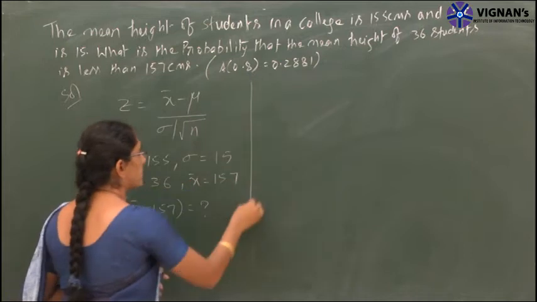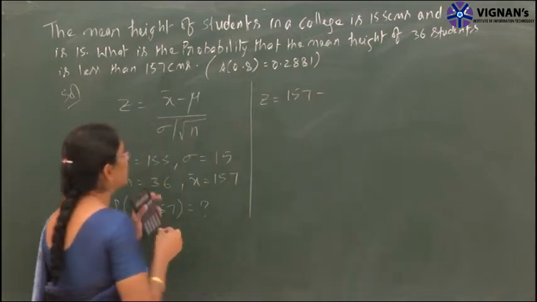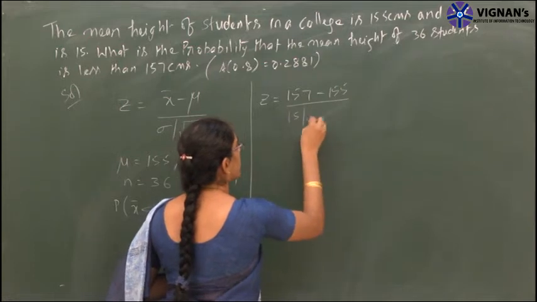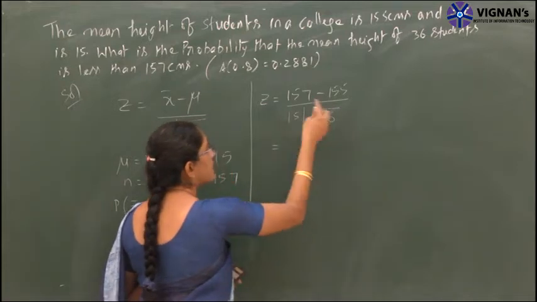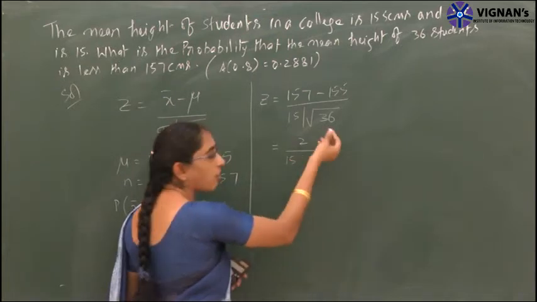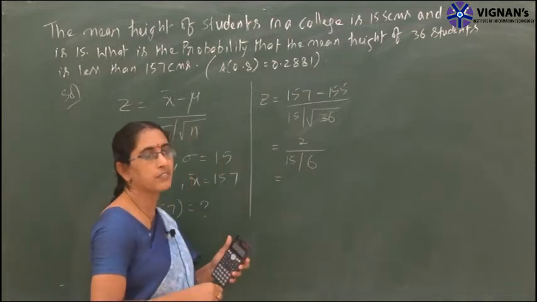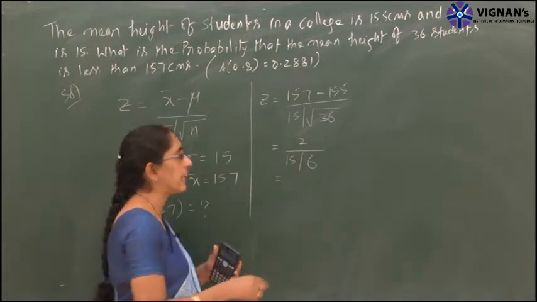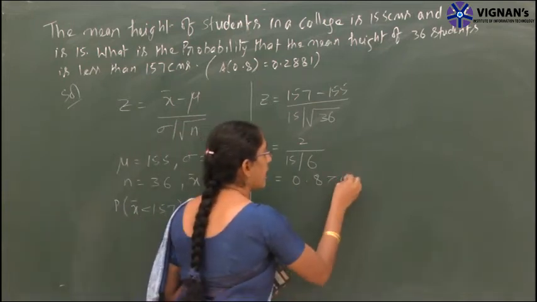Now let us simplify this. Z equal to x bar means here 157 minus mu means 155, by sigma means 15 by square root of n, here 36. Okay. Now that is 157 minus 155 is 2, divided by 15 by square root of 36, means it is 6. Now what is this here if you simplify? 2 by 15 by 6. So it is 0.8 here. So z equal to 0.8, which is greater than 0 here.